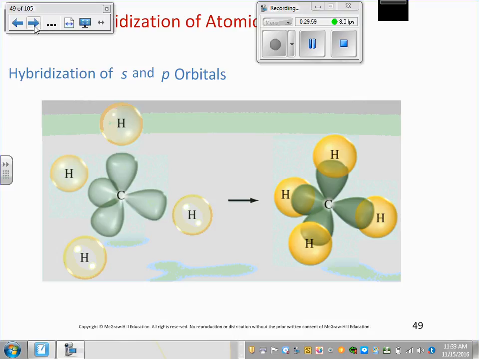sp3, how many total letters? 4. Okay, we got that part. Geometry, 4 things around a central atom. Tetrahedral.